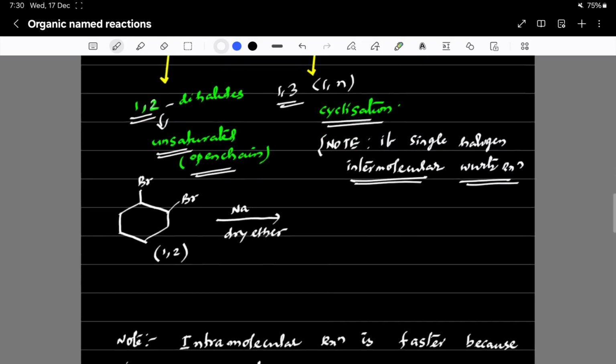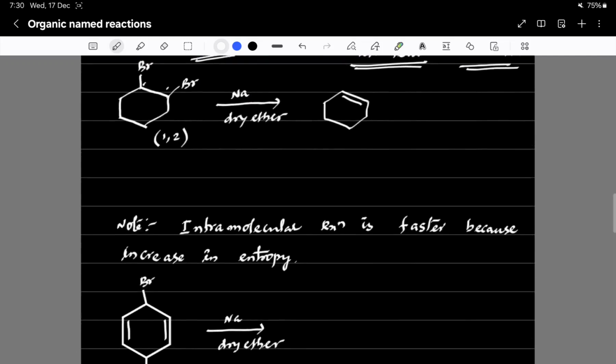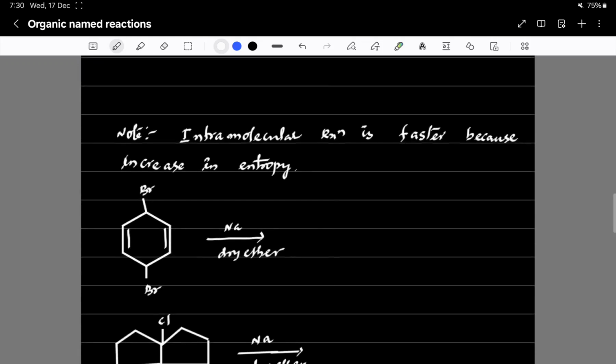Now look at this, students, we have 1,2, right? This 1,2 dihalogen will undergo radical combination. Now it will form like this. Because this forms a radical and this forms a radical, undergoing recombination, it will form this type of product, right? Now look at, for example, if we have a 1,3 position, students, right? This intramolecular reaction is faster because of the increase in entropy, right?